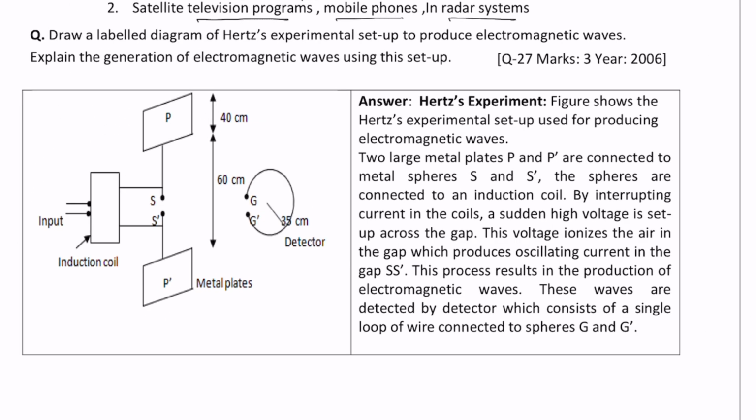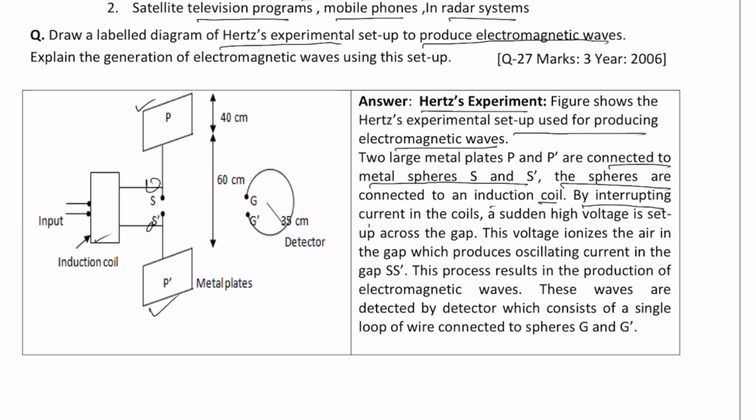Now draw the labelled diagram of the Hertz experiment setup to produce electromagnetic waves. Okay, this is the labelled diagram. So, the Hertz experiment, describe it. The figure shows the Hertz experimental setup used for producing electromagnetic waves. Two large metal plates P and P dash are connected to the metal spheres S and S dash. The spheres are connected to an induction coil.